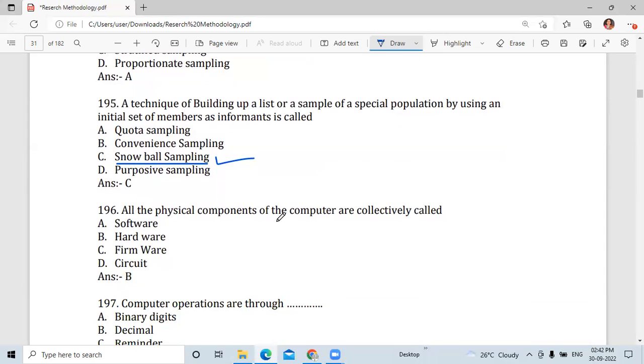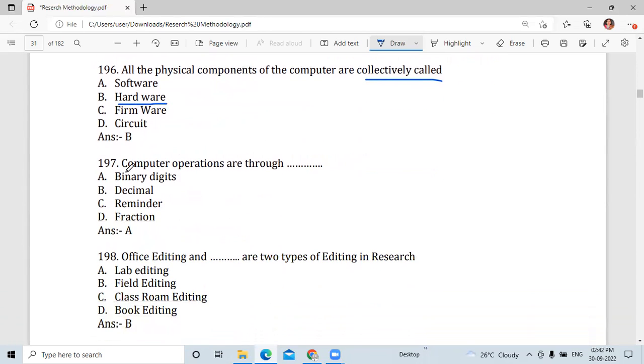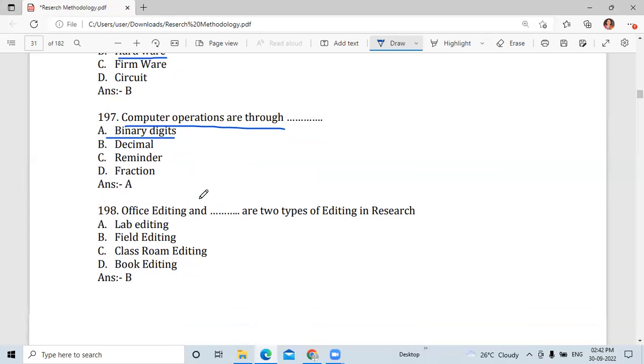All the physical components of a computer are collectively called what? It is called hardware. Computer operations are through what? Binary digits. Computer operations are through 0 and 1. That is binary digits.